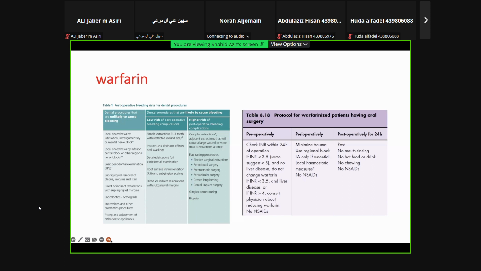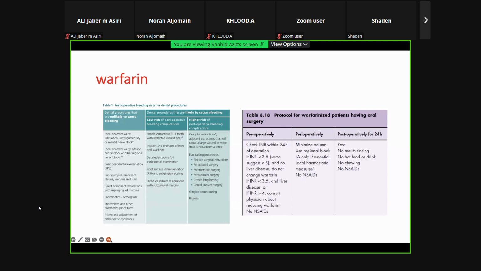So a post-operative bleeding risk for dental procedures on the patients who are taking warfarin has to be considered seriously. And the dental procedures, you should note which are likely to cause bleeding and which are not likely to cause bleeding as much. And they have to be divided into low risk and high risk dental procedures. Low risk procedures are procedures like simple dental extractions of up to 1 to 3 teeth, incision and drainage of intraoral swellings. If you have to do a detailed 6-point full periodontal examination, if you have to do some root canal procedures like root surface instrumentation and subgingival scaling, direct or indirect restorations with subgingival margin. So these have low risk of bleeding in the post-operative period.